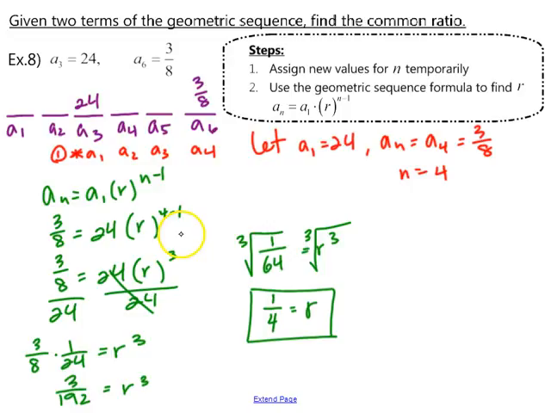When you substitute in those values and start solving for r, I want to remind you of one thing. When we divide by 24 on both sides, remember, you can't divide fractions again by another number. So dividing 3/8 by 24 is the same as multiplying by the reciprocal. So this is why I have 3/8 times 1 over 24. Then that gives you 3 over 192, which simplifies to 1 over 64. And then when you take the cube root of both sides, you get that your common ratio is 1/4.